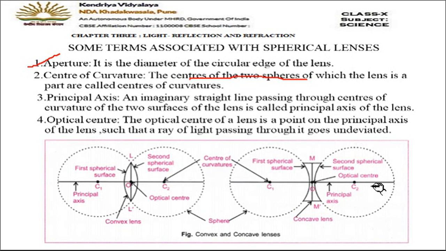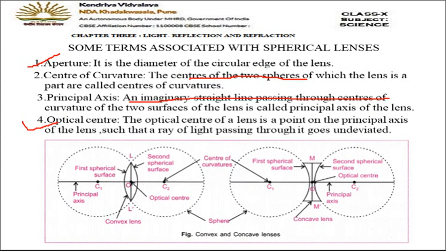Whenever you draw ray diagrams, you have to draw the two centers of curvature in the case of lenses. Now the third term is principal axis. It is the imaginary straight line which passes through the centers of curvature of the two surfaces and joins the optical center also. Then what is the optical center? The optical center is the center of the lens.